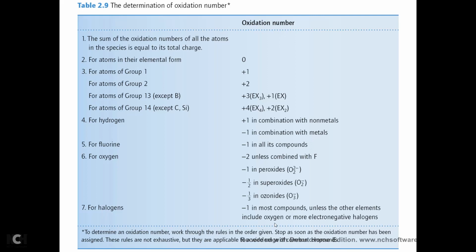So 2 sodium, 2 times +1. 1 carbon, 1 times +4. Oxygen, 3 times -2. So overall, you have +2, +4, -6. That's 0. So overall, if you have sodium carbonate, the sum of the oxidation numbers of sodium, carbon, and oxygen is 0. Again, 2 plus 4 minus 6 is 0. And similarly, you can determine the oxidation numbers for almost all molecules.